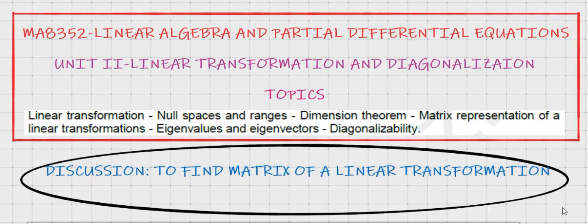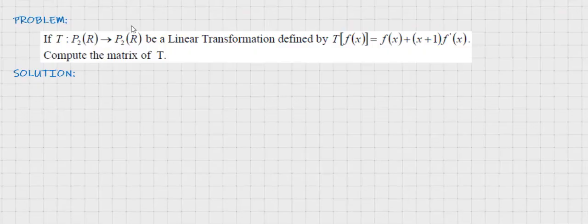In this video, we are going to solve problems on finding the matrix of a linear transformation. Let us solve this problem. Let T from P2 of R to P2 of R. In this case, both the input set as well as the output set are the same, that is P2 of R.